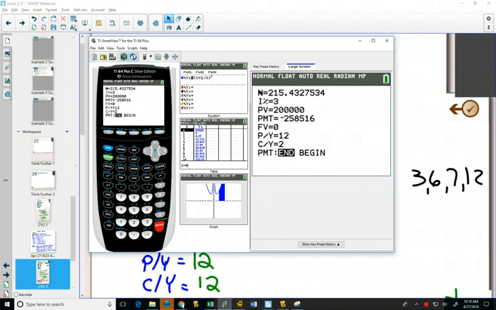12 students. Okay, so that's where we're ending. You can work on questions 3, 6, 7, and 12.